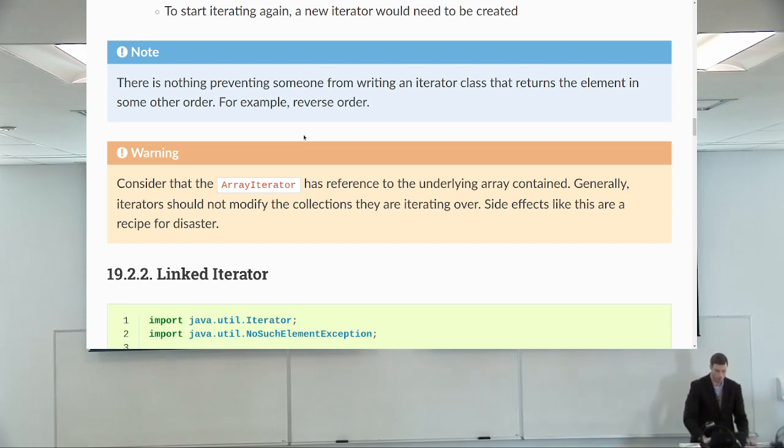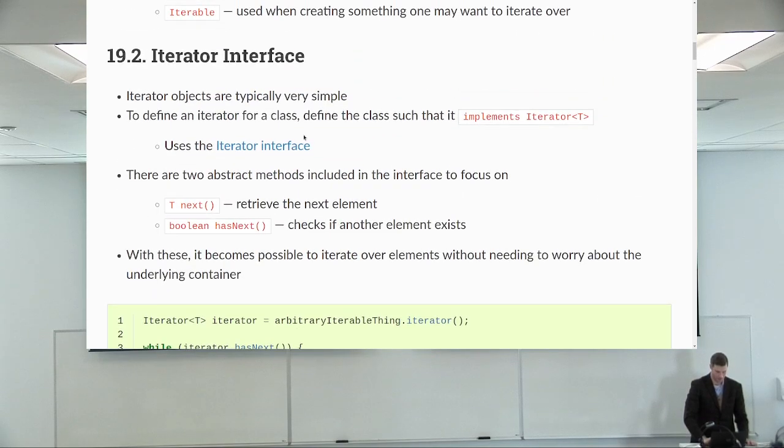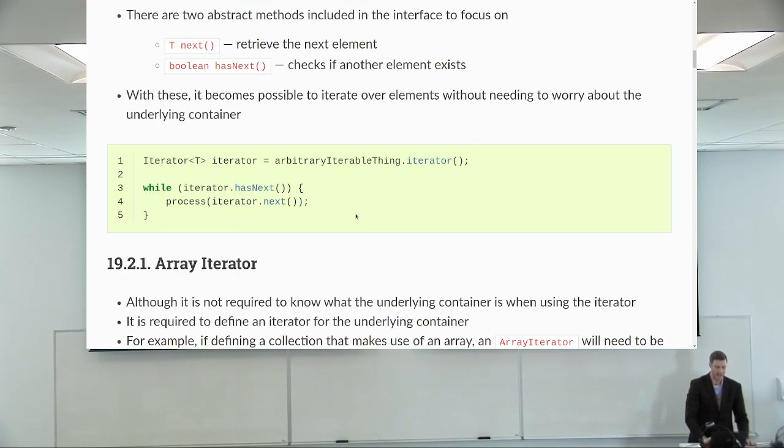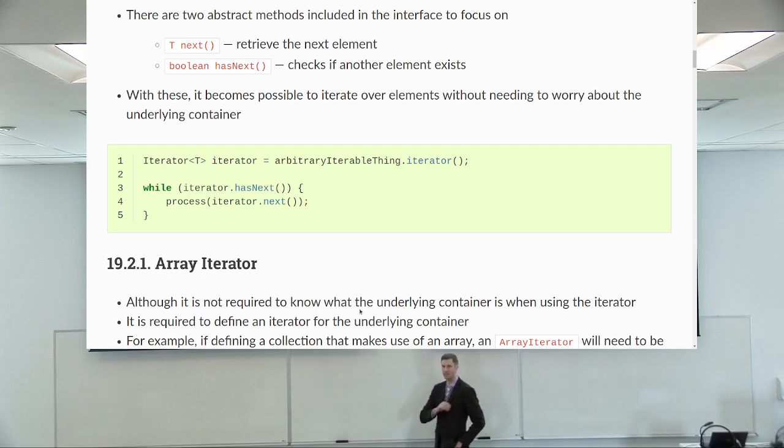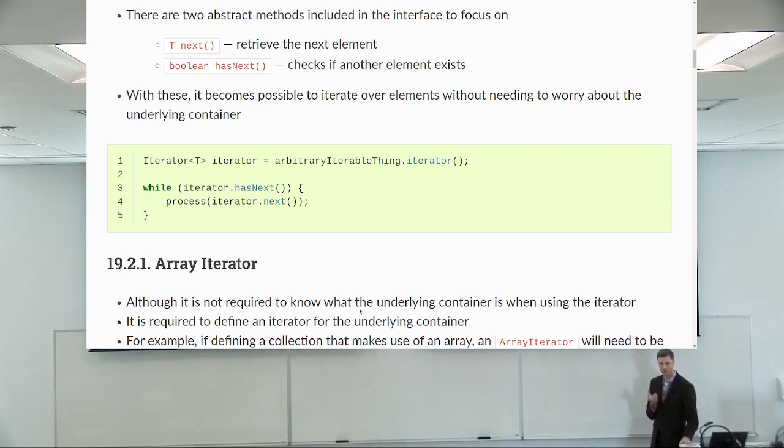Now, the way we would use this, I think I've got an example up here, is let's say I ask something that is iterable, which we'll see in a moment, to give me its iterator. So let's say on line 1, I'm creating an iterator called iterator. This iterator reference variable is going to be referencing something like this ArrayIterator. And this iterator has 2 important methods: hasNext and next.